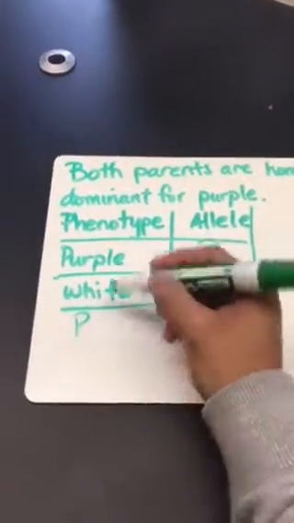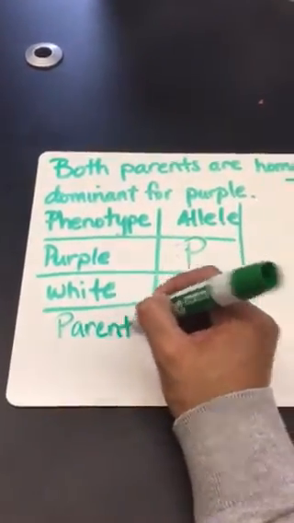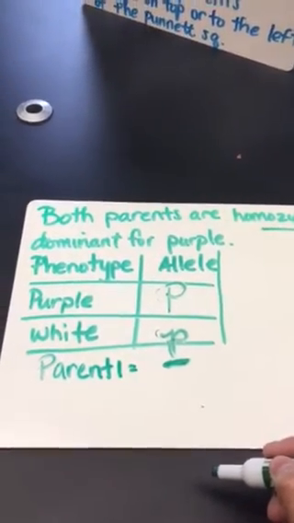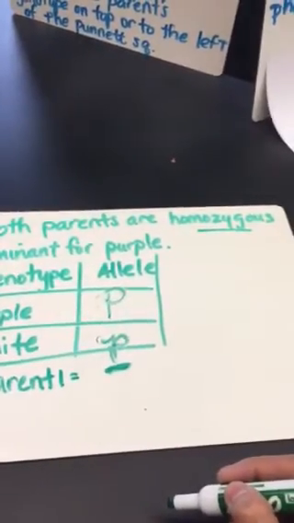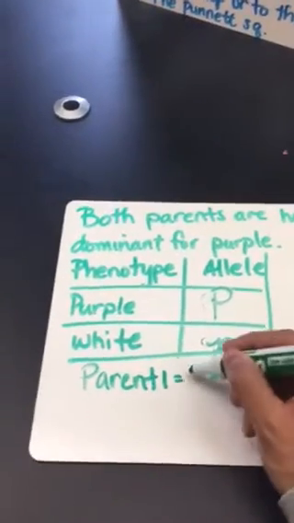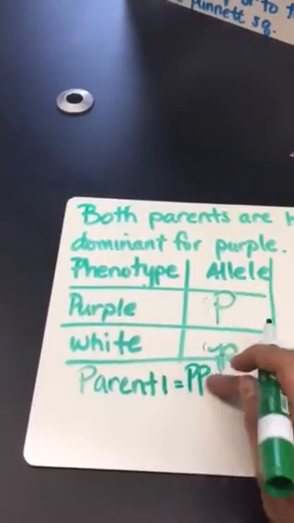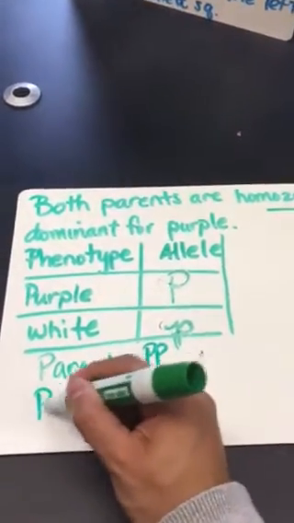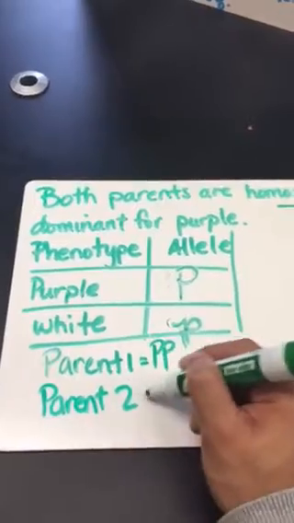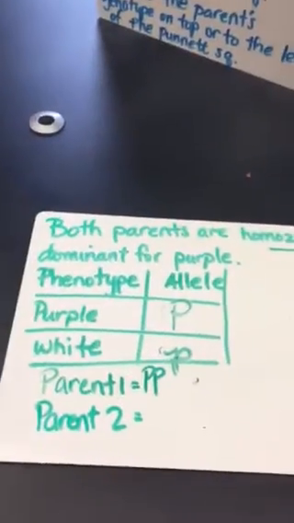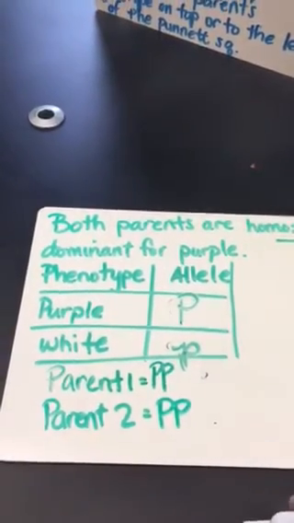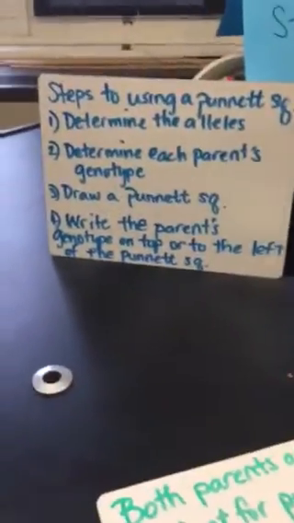So parent 1, what is the genotype for parent 1? Remember, you have to have two letters. Since it's homozygous dominant, homozygous means same, and they're both dominant, I'm going to have two capital P's. Now, parent 2 is also homozygous dominant. So homozygous means same, and dominant means capital letters. What's the next step?